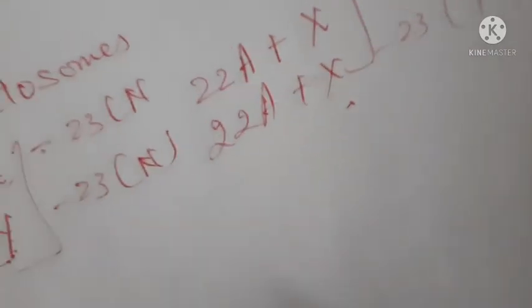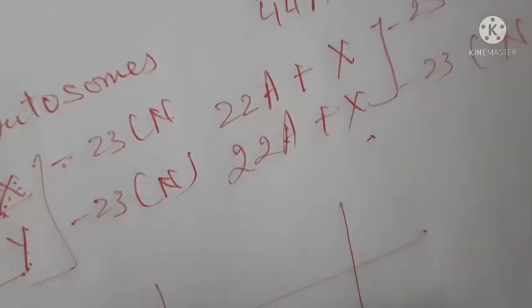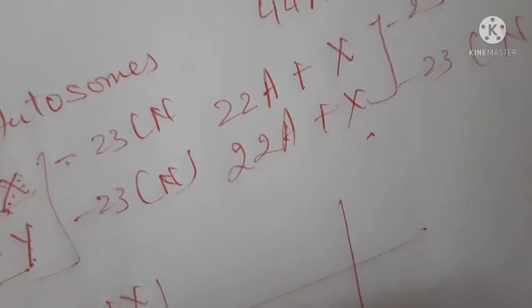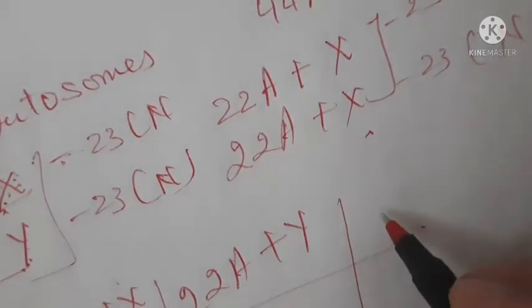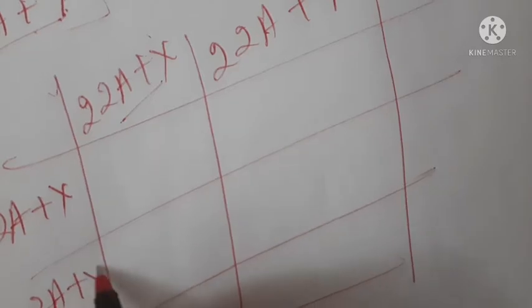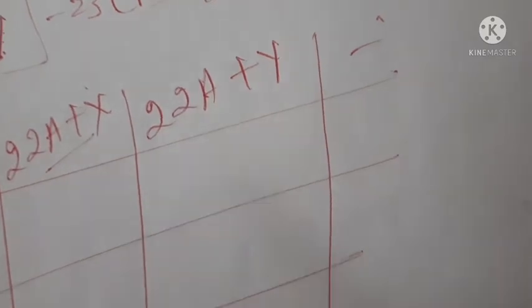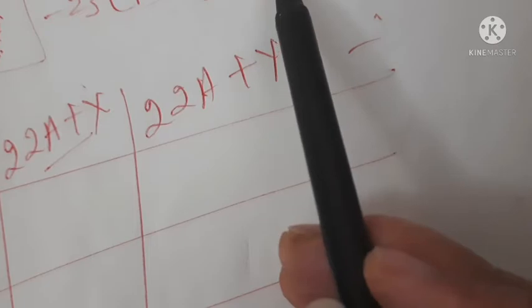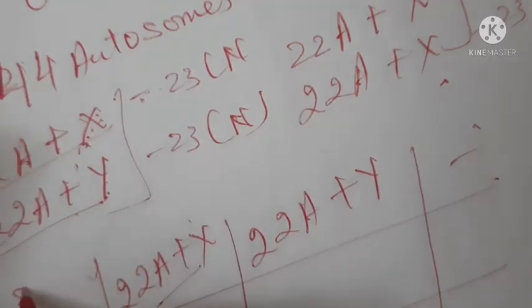Now fusion takes place. What combinations? See here, this is 22 autosomes plus X. The sperm may have this combination, 22 autosomes plus Y, or it may have this combination. The ova will have the same combination, 22 autosomes plus X. Now students, during fertilization the sperm fuses with the ova. So when this sperm fuses with the ova, what will happen? Is the diploid number restored or not? These are the sperms and these are the ova.